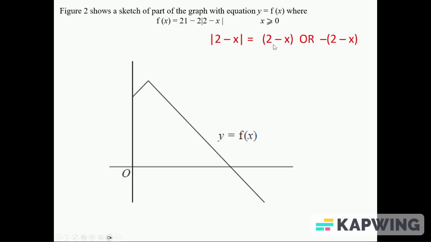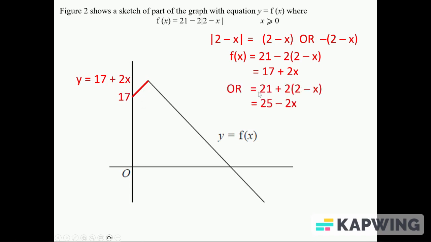Remember the modulus, it might be just 2 minus x, or it might be minus that, because to make it positive, we just stick a minus sign in front. So I'm going to look at the two possibilities. f of x might be 21 minus (2 minus x), if it's just the positive one, which is 17 plus 2x. Now that's this part of the graph, because we've got a positive gradient. It's going to hit the y-axis at 17.